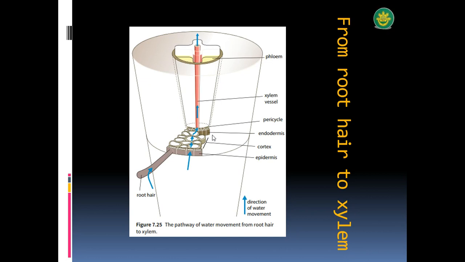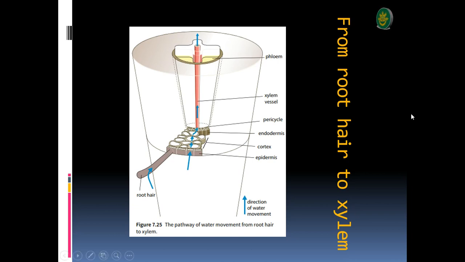The cells of the cortex, like all plant cells, are surrounded by cell walls made of several layers of cellulose fibers. They crisscross each other, and water can soak into these cell walls rather as it would soak into blotting paper, and can seep across the root from cell wall to cell wall without ever entering the cytoplasm of the cortex cells. And this is what we call the apoplastic pathway.